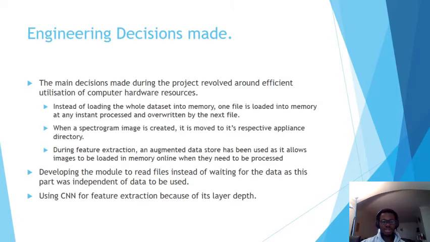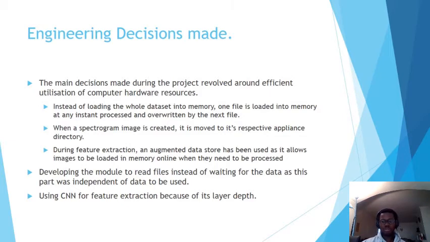Engineering decisions made. The main decisions that were made during the project revolved around efficient utilization of the computer hardware resources. Instead of loading the whole dataset into the memory, one file is loaded into the memory at any instance, processed and overwritten by the next file. When the spectrogram image is created, it is moved to its respective appliance. So basically, it's just trying to free up as much memory as possible for the next process to be as efficient as possible, and also developing modules to read files instead of waiting for data.